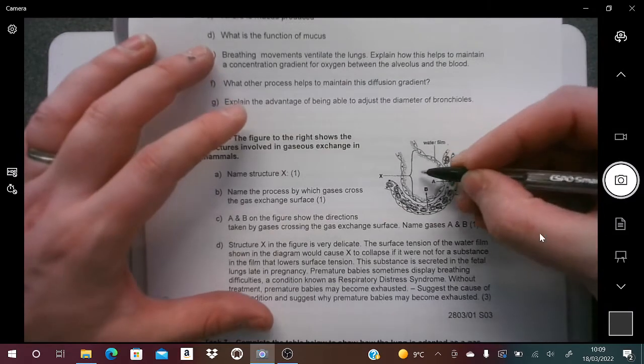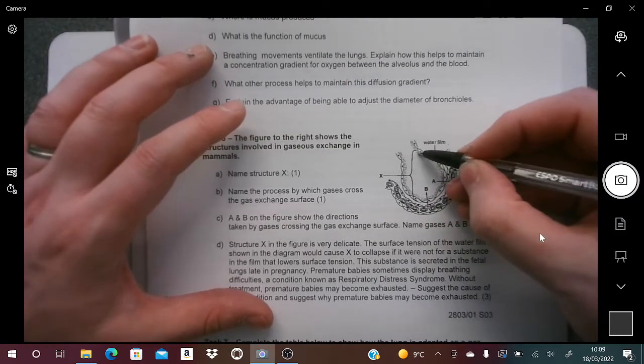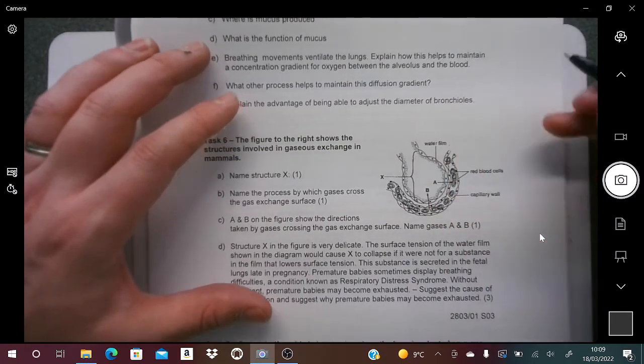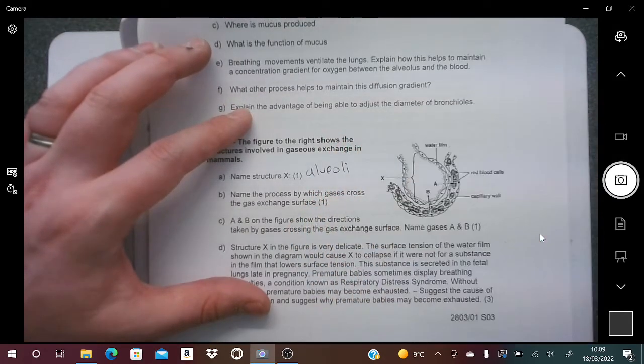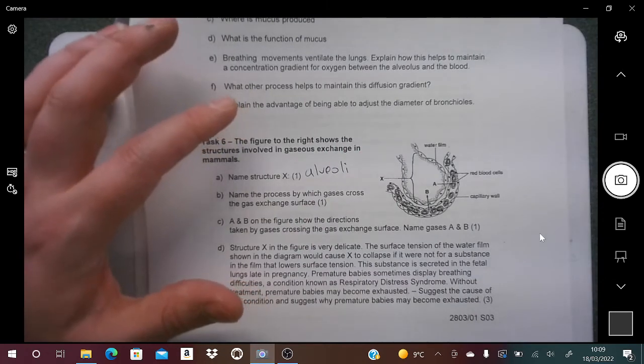So you asked first to name structure X. Structure X is pointing to like the entire thing, isn't it? So structure X is clearly just the alveoli. That's legible. I'm going to try blue for the next one.